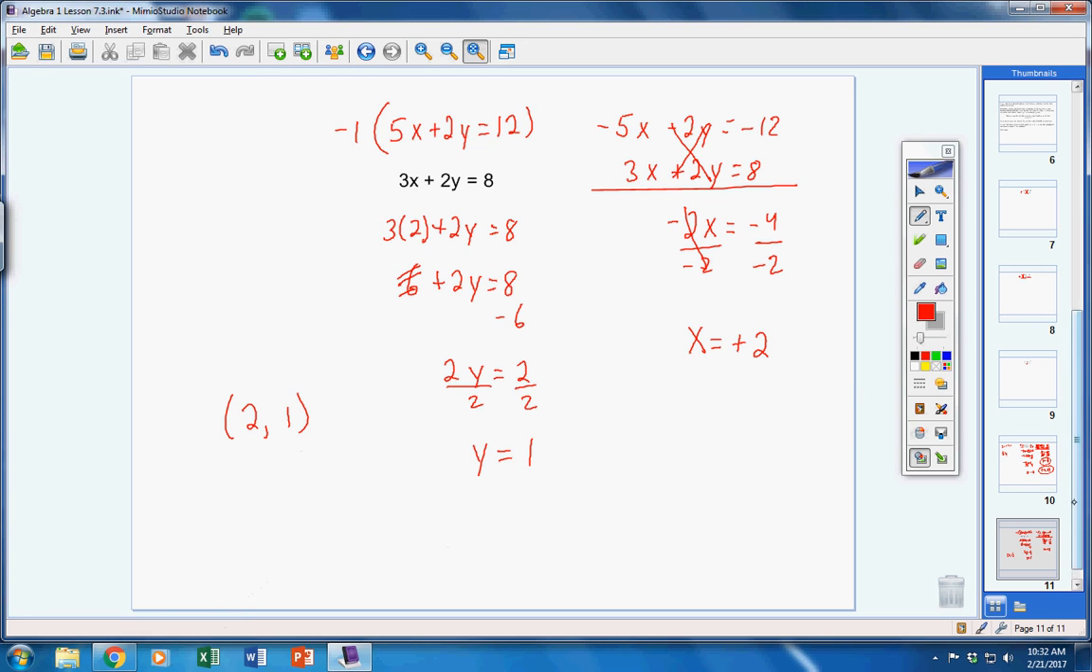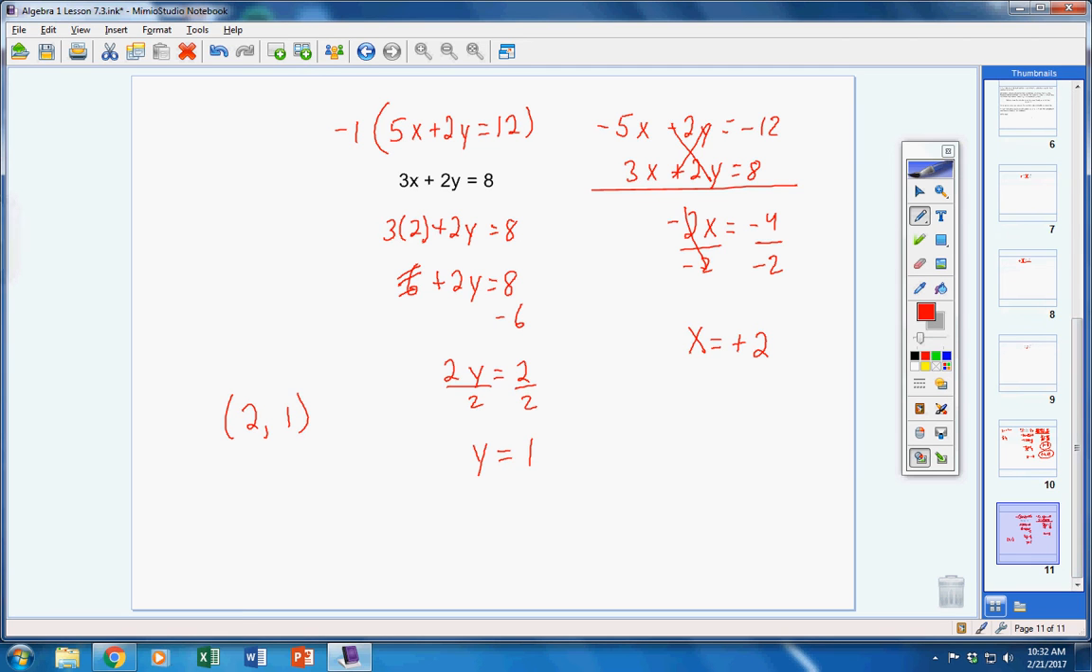Okay? The linear combination method is a great method to use on some systems, and sometimes substitution is better, okay? Sometimes graphing is better. But that is how you solve systems, by using linear combination.